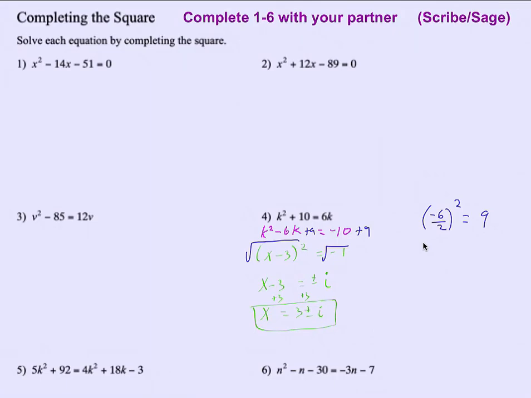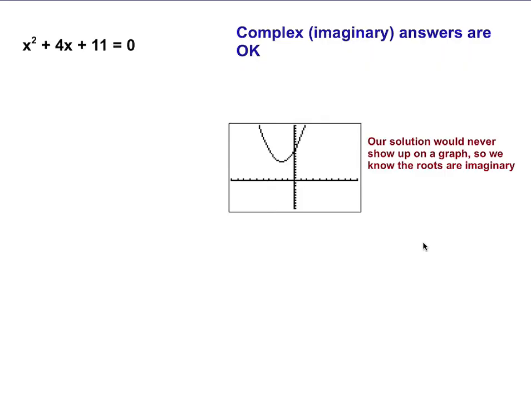And you might be asking, wait, what does that mean that x is an imaginary number? Well, what it means is that if we were to look at the graph, and I know this is a different parabola, but it has the same result. If we were to look at a graph of a parabola that doesn't have an x-intercept, that means the roots must be imaginary. If you were to solve this one, you would get i in your answer.